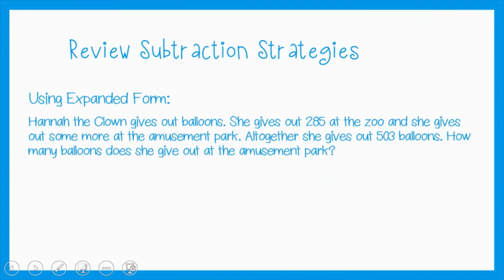Let's do another problem. This time we're going to use our expanded form strategy. So let's read the problem first, and then we'll figure out the information that we're being given, and then we will go through solving it using an expanded form. So Hannah the clown gives out balloons. She gives out 285 at the zoo, and she gives out some more at the amusement park. Altogether, she gives out 503 balloons.